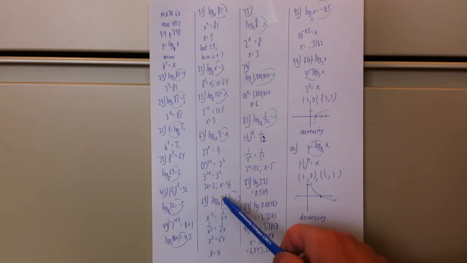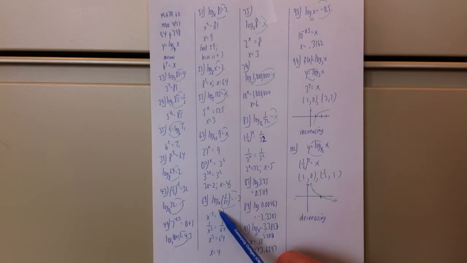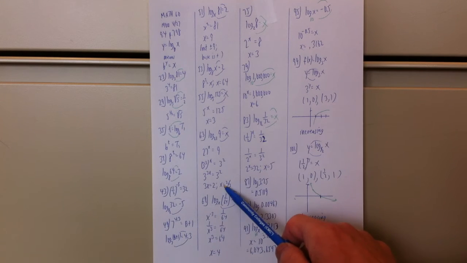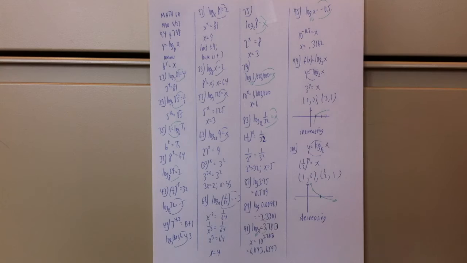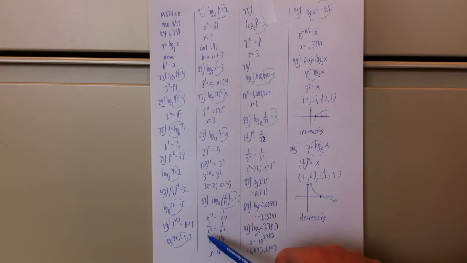69, log base x of 1 over 64 is equal to -3. Unscramble it: base, exponent, result. So x to the -3 equals 1 over 64. Then you might recall x to the -3 means 1 over x cubed. So 1 over x cubed equals 1 over 64.